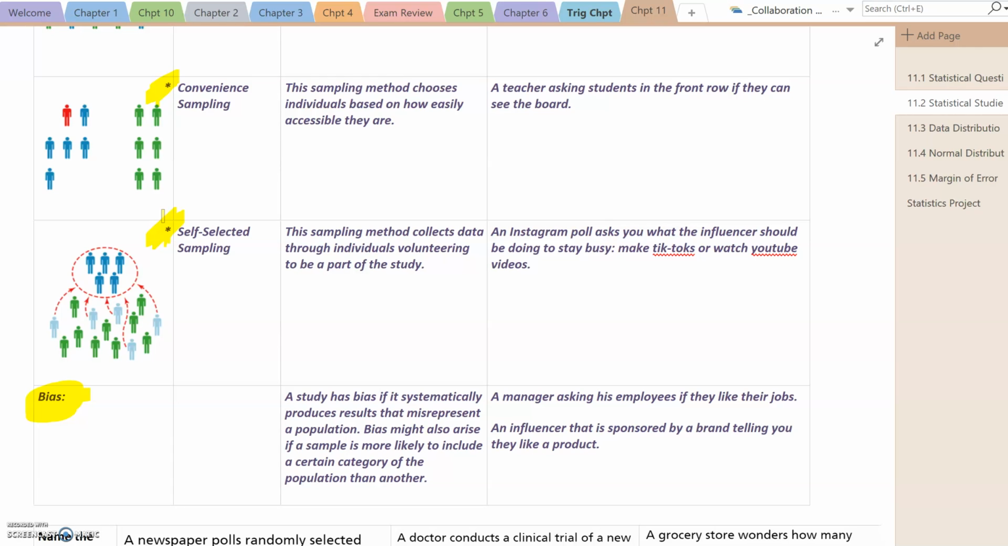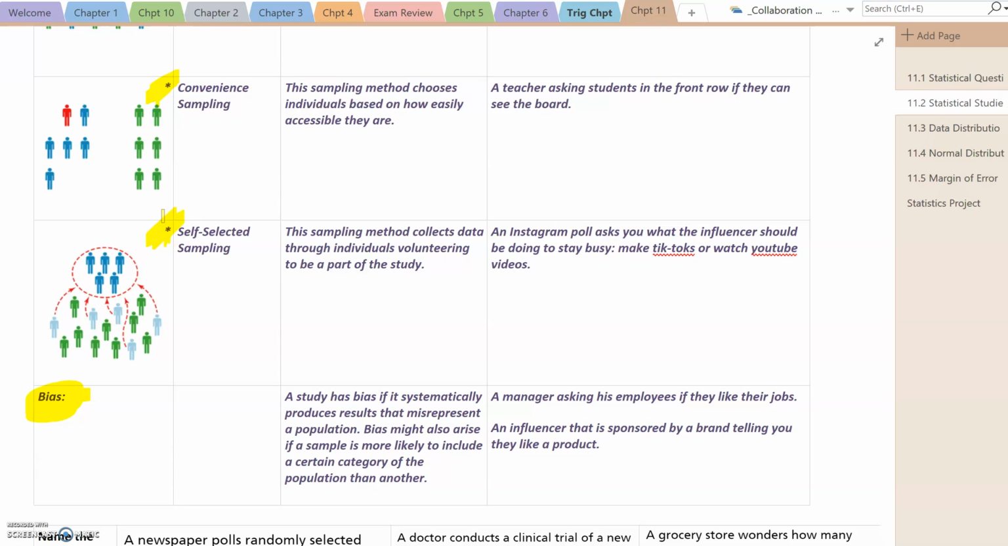Bias is when a study systematically produces results that misrepresent the population. A bias can also arise if a sample is more likely to include a certain category of the population than another. So bias is when your survey wasn't random enough. There weren't enough things going on to make your sampling method very valid.